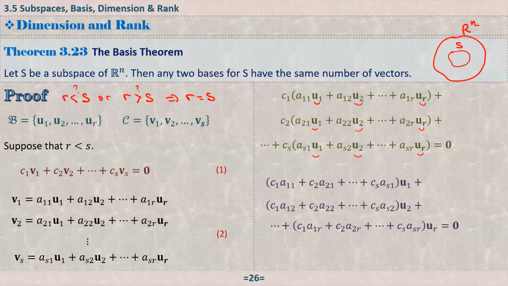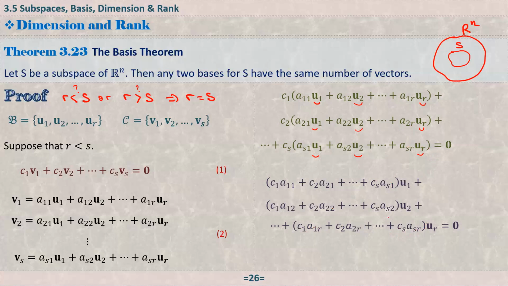Plus, in a similar way, how about U2? We have U2 here, we have U2 here. If you just take this out, what we have here is C1 times A12, C2 times A22, plus Cs times As2. And also in a similar way, UR is a common factor. So here we have C1 times A1R, C2 times A2R, and Cs times AsR, right?